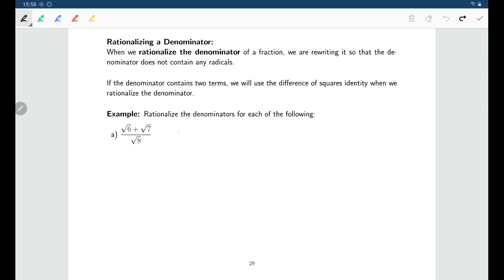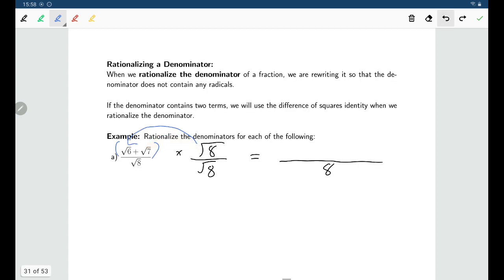Here, this is one where I've got one term, and to rationalize the denominator when there's only one term, we would just multiply top and bottom by that one term, in this case multiplying top and bottom by root of 8. And that simplifies the denominator, because root of 8 times root of 8 would just be 8. For the numerator, we have to remember that both terms, not just the root of 7, but both terms are going to be multiplied by the root of 8. Root of 8 is going to multiply by root of 6 as well as by root of 7.